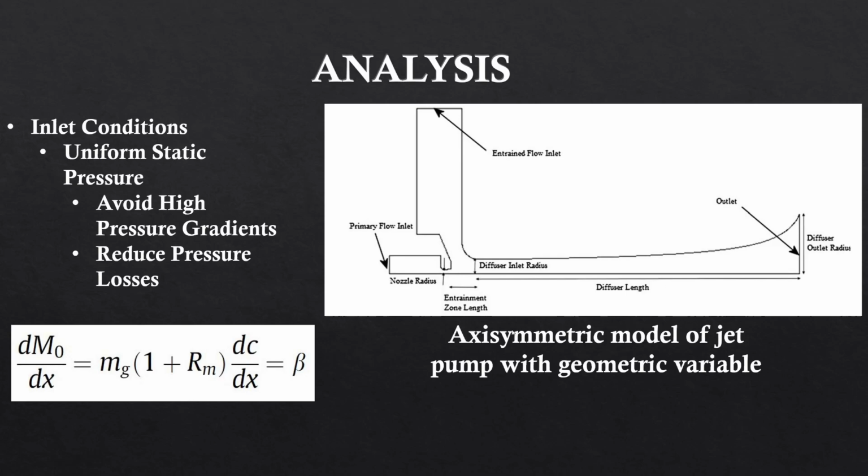Initially, they set up a baseline jet pump design, pictured over here on the right. They used the equation shown below, which is the momentum change through the diffuser, the reasoning being that this allows the design to not have thermodynamic shocks occur. The condition at the inlet was uniform static pressure, to avoid things such as high pressure gradients and reduce pressure losses. Once this was set up, they were able to calculate things such as pressure, temperature, and Mach numbers based on the design shown.